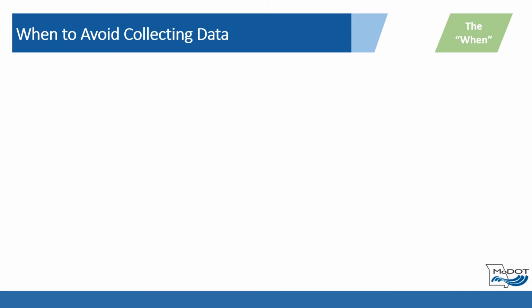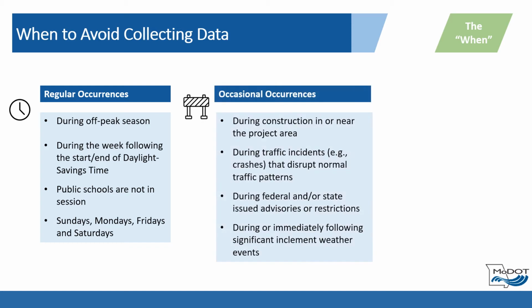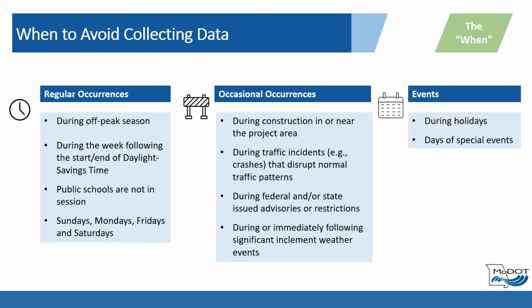Determining when not to collect data can provide more accurate information. In general, MoDOT recommends the following traffic count rules for when not to collect data. Information on when to avoid collecting is split into 3 categories: regular occurrences, including off-peak seasons and when public school is not in session; occasional occurrences, such as during construction and traffic incidents; and events, including holidays and special events.